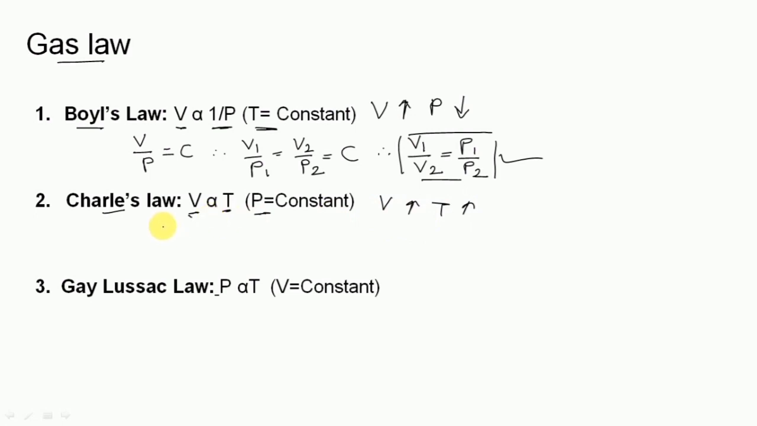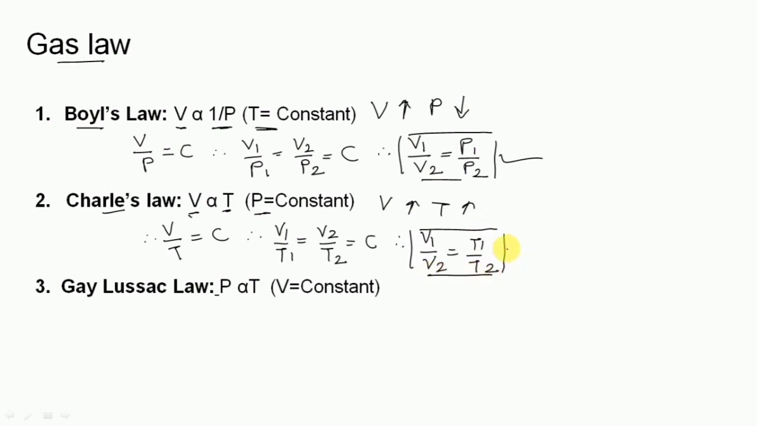If we write this terminology that way, V upon T is equal to constant. If we put this T in the denominator of the V, then we can write V upon T is equal to C. If we elaborate it, then V1 upon T1 is equal to V2 upon T2 is equal to constant. That's why we can write V1 by V2 is equal to T1 by T2. So this is the relation of volume and temperature at constant pressure in Charles' law.